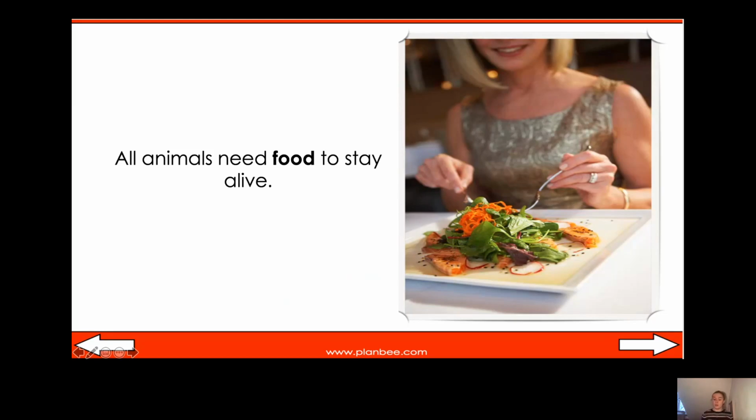Okay, so there we go. We need food because it contains minerals and vitamins, which help us to stay healthy. And it gives us energy, which helps us to move and grow and develop.